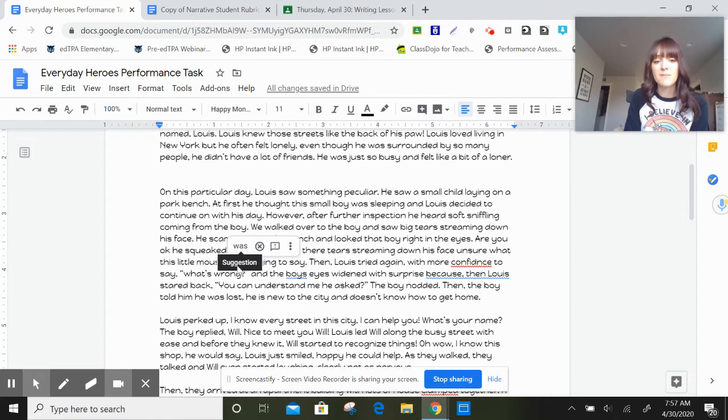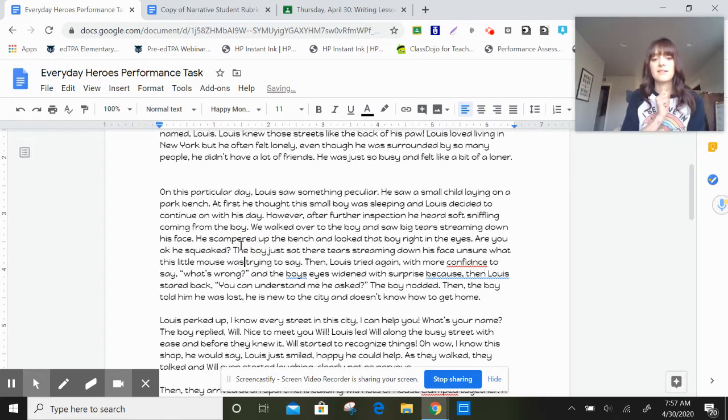And look, do you see how it gave me the word right there when you click on it? Was trying to say. Then Lewis tried again with more confidence this time. Oh, looks like Mrs. Shore missed something in the word confidence. And see how the word right there for me is so easy, 2 clicks. And stared back. In the boy's eyes.